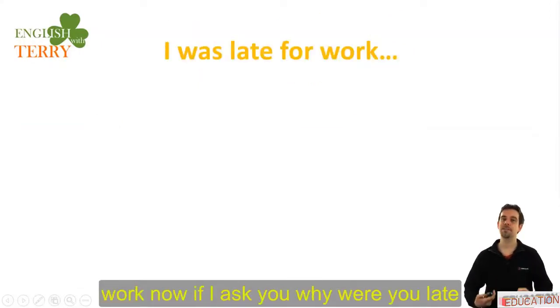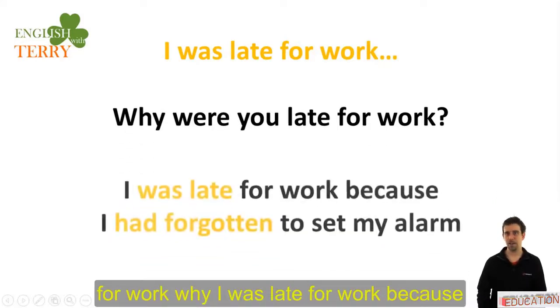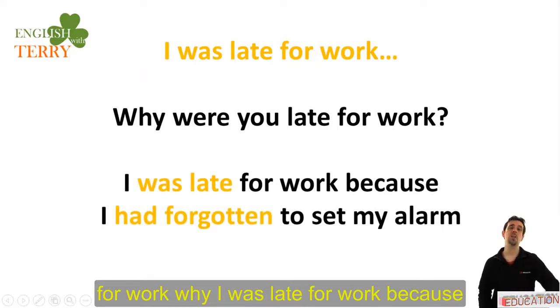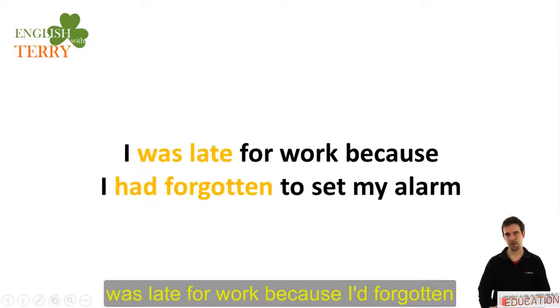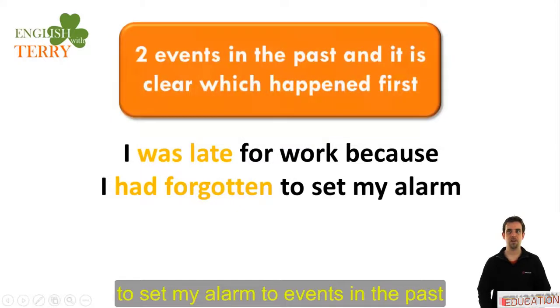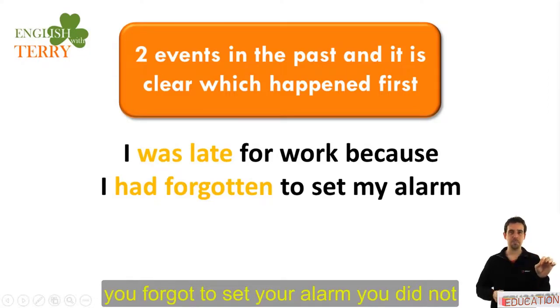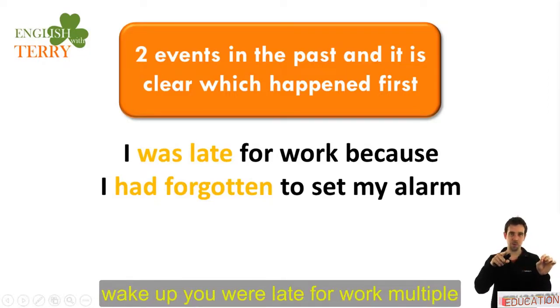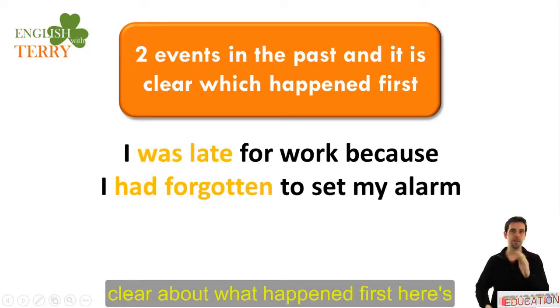Or I was late for work. Now, if I ask you, why were you late for work? I was late for work because I had forgotten to set my alarm, right? I was late for work because I had forgotten to set my alarm. Two events in the past and it is clear which happened first. You forgot to set your alarm, you did not wake up, you were late for work. Two events in the past and we want to be clear about what happened first.